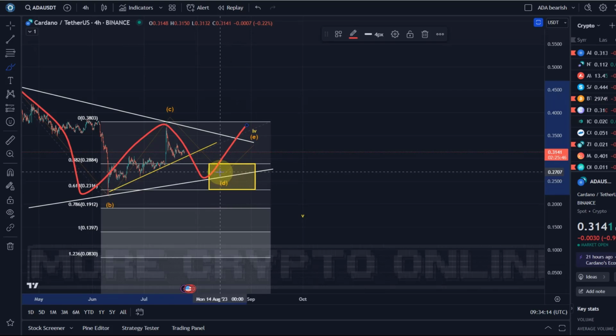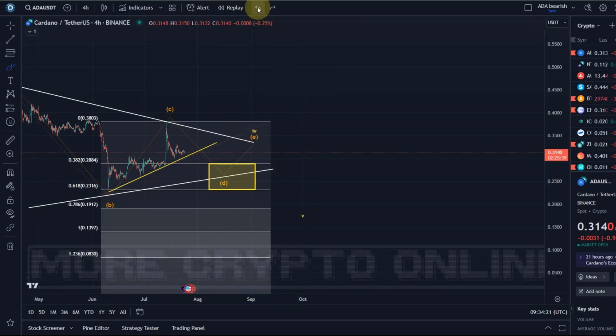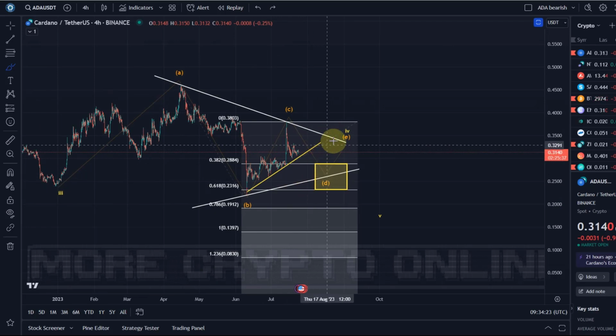If it makes a higher low, then we could get one more lower high, and it could be the completion of the triangle before we make one more low afterwards. Yeah, so very boring price action that would be.